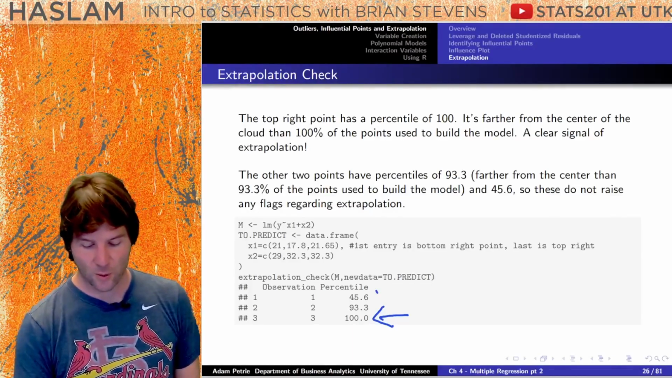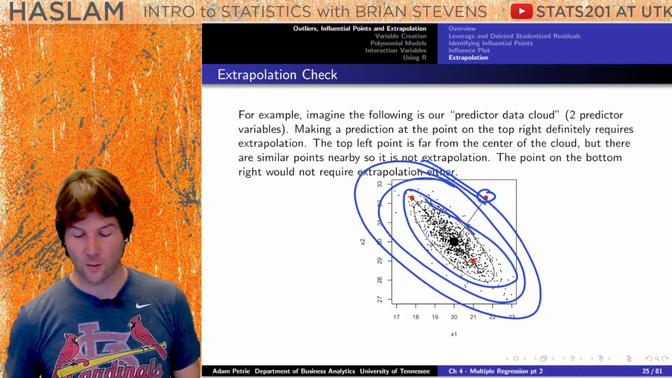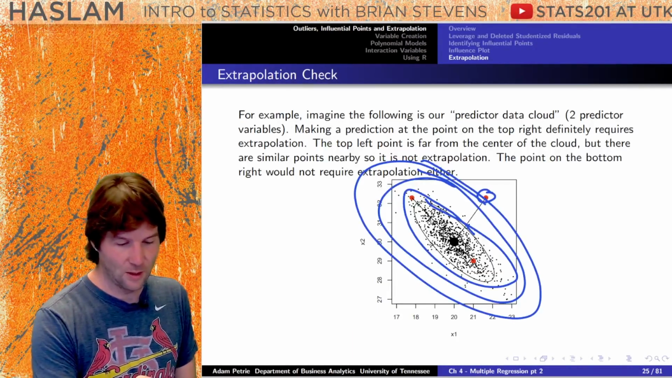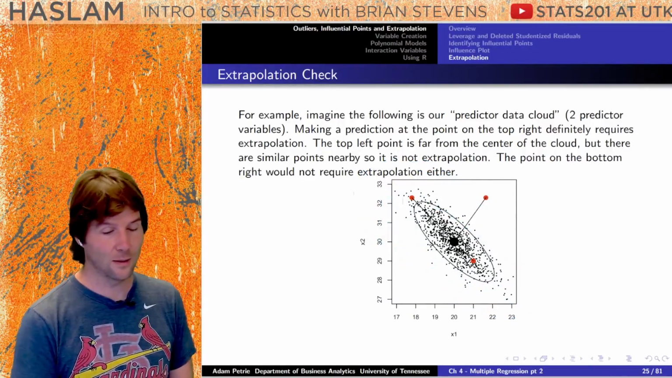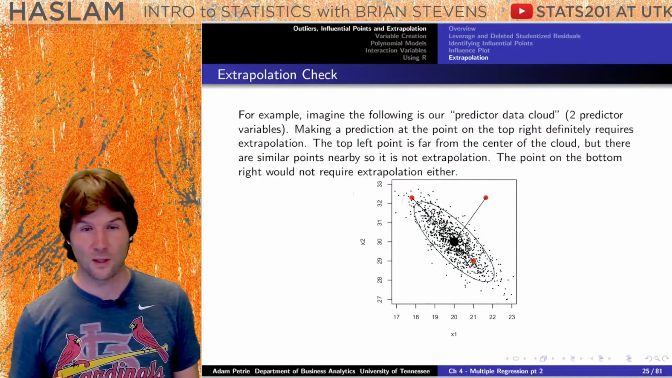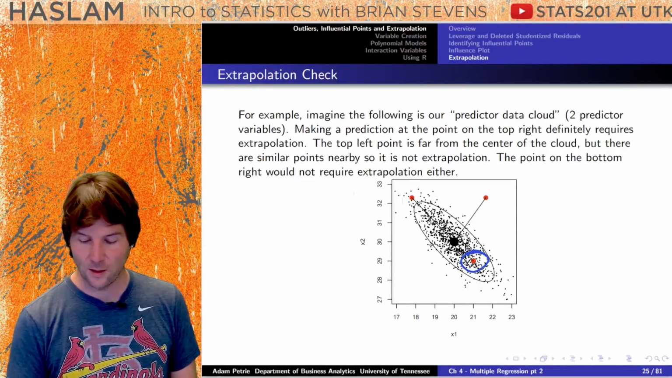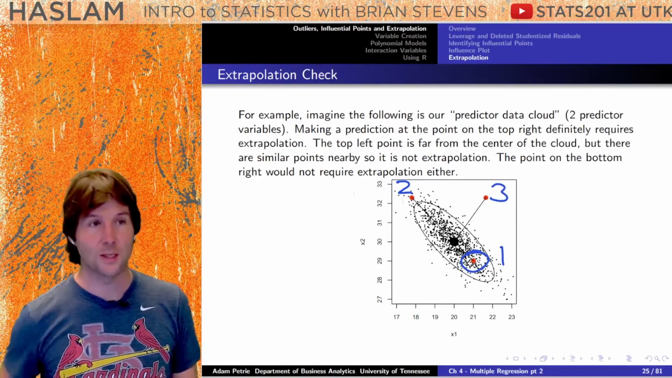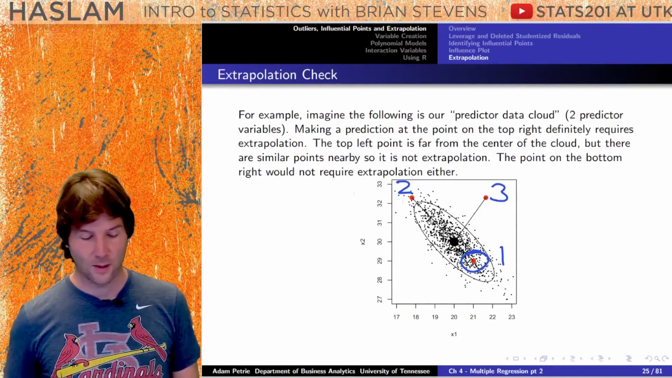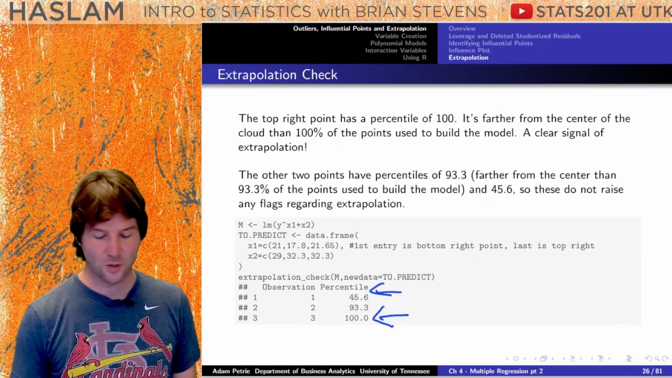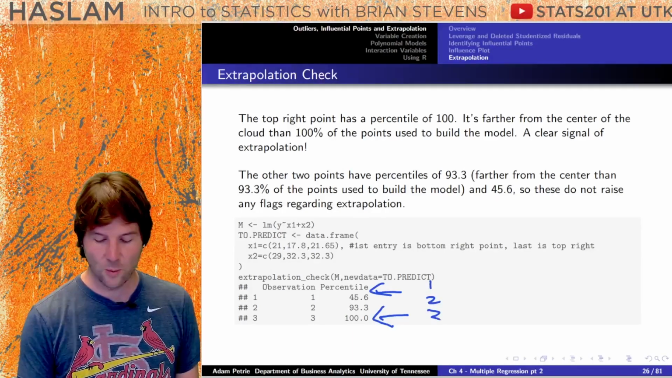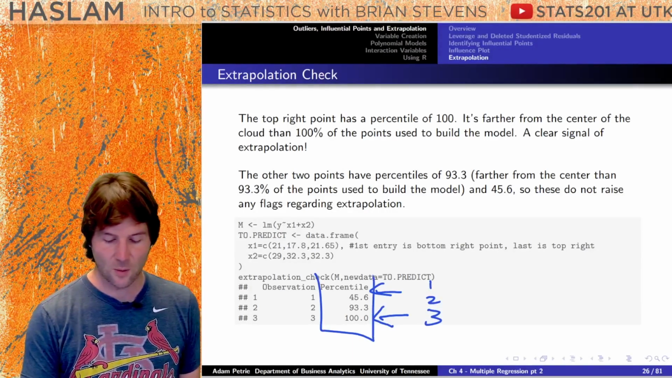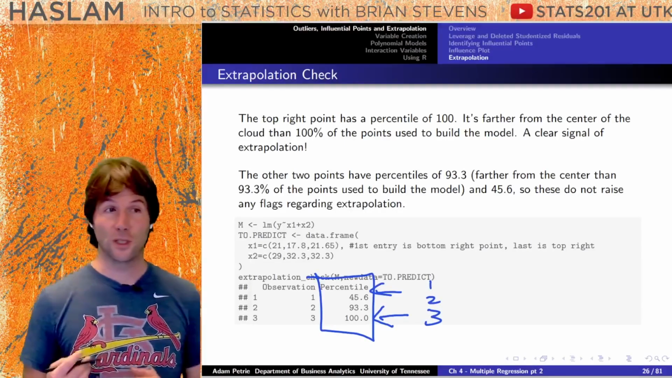This point right here, point 1, is going to be the one that requires the least extrapolation. See if you can see that on the screen right here. The point that requires the least extrapolation would be this one right here. So that's point 1. This one requires a good bit, and this one requires the extreme. And there they are in the return, telling you how much extrapolation from point 1, point 2 to point 3, and the percentile by which you'd have to go through the data to predict for them.